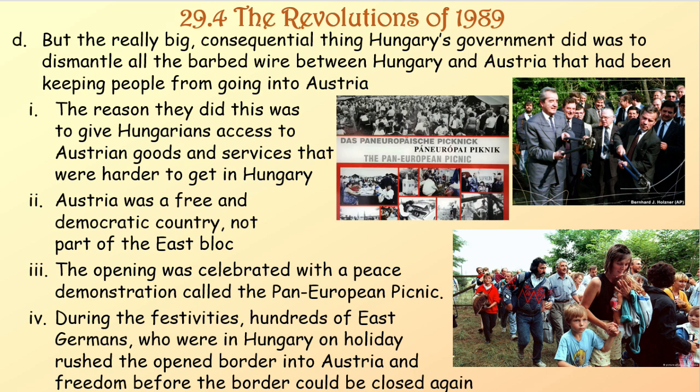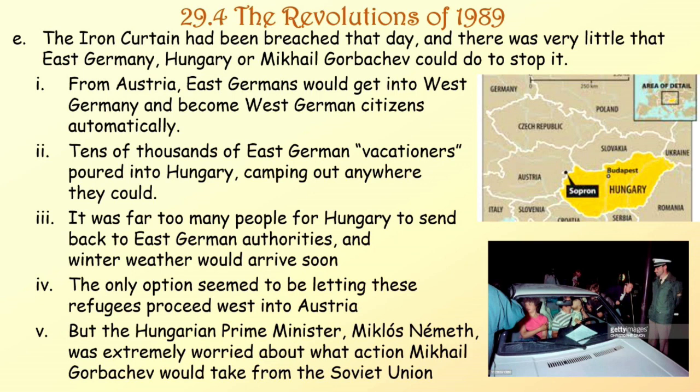And the opening was celebrated with a peace demonstration called the Pan-European Picnic. During the festivities, hundreds of East Germans who were in Hungary on holiday rushed to the open border into Austria and freedom before the border could be closed again. The Iron Curtain had been breached that day, and there was very little that East Germany, Hungary, or Mikhail Gorbachev could do to stop it. From Austria, these East Germans would get into West Germany and become West German citizens automatically.